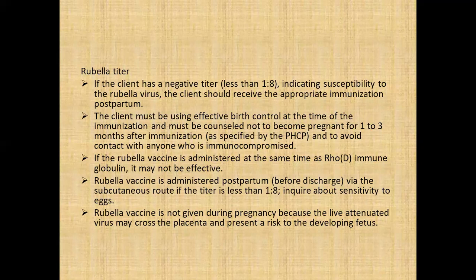Okay, so if the client has a negative titer, it means that the person is not immunized against the rubella virus, and the person stands a chance of contracting the viral infection. We mostly represent that by a value written as less than 1:8. So when you see a rubella titer status indicated as less than 1:8, it means that the woman is not immunized and the person is susceptible. What it means is that the person will have to receive the appropriate immunization.